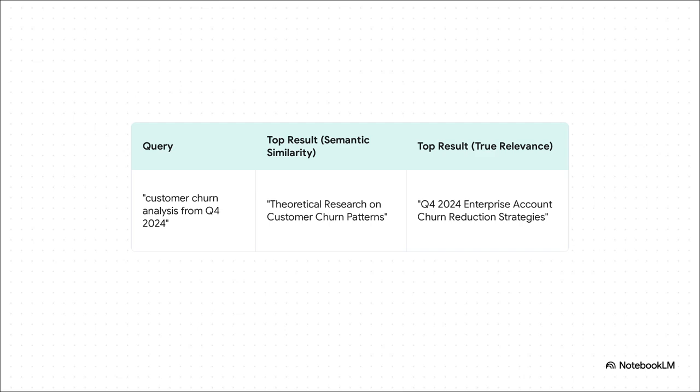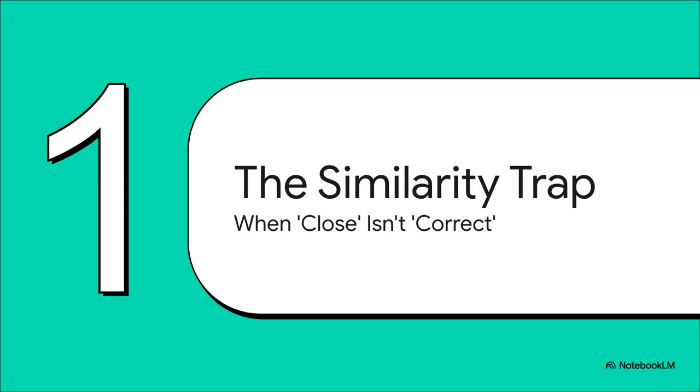Similarity versus relevance. This leads us right into something we call the similarity trap. It's the sneaky and wrong assumption that just because a document's vector is mathematically closest to your query's vector, it must be the best answer. And in a complex enterprise environment, that assumption just falls apart over and over again.